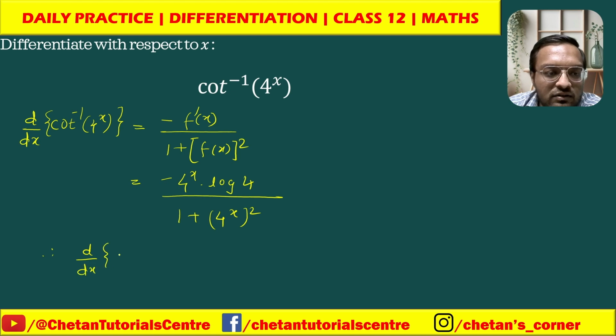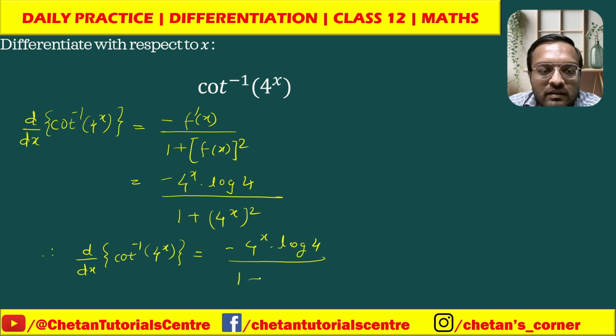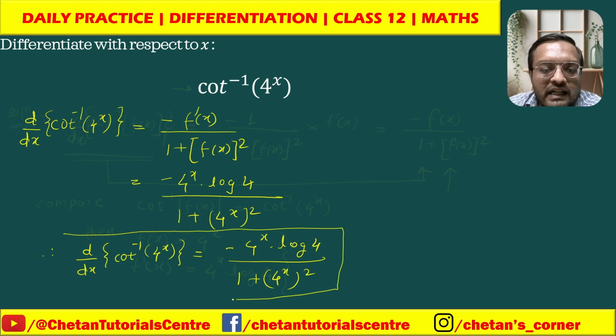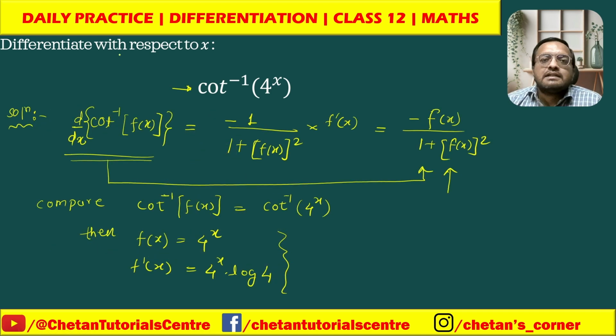Now on further simplifying, what I will get? d by dx of cot inverse of 4 raised to x is equal to minus 4 raised to x into log of 4 divided by 1 plus 4 raised to x bracket square, which is our required final answer. In this way we use the standard formula to solve this type of question. I hope you have understood the application of formula to the given question.